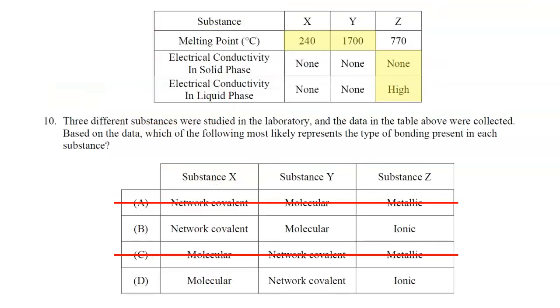Because substance X has the lower melting point, it is more likely to be a molecular solid with relatively weak intermolecular attractive forces. And then substance Y, with the higher melting point, is more likely to be a covalent network solid with strong covalent bonds in that extended network. So the correct answer to question 10 is choice D.